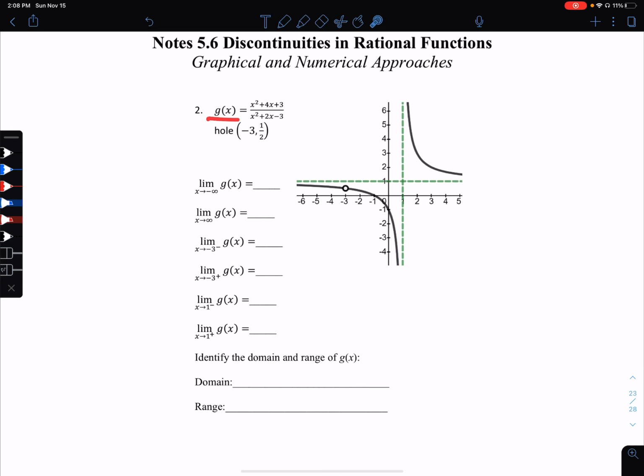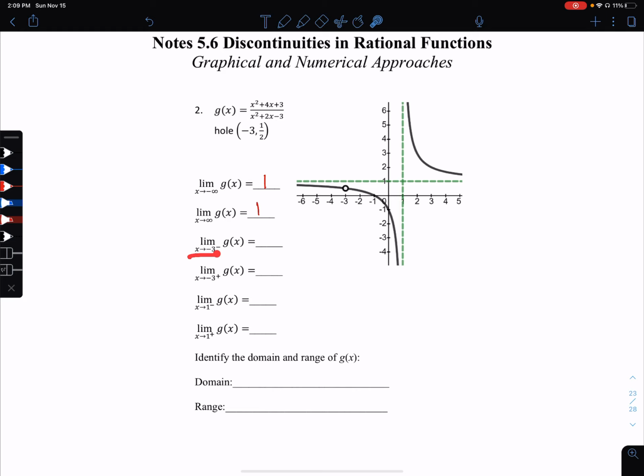So we have function g. There's a hole in the graph. What's the limit of g of x as x approaches negative infinity? As we go left, this curve's getting closer and closer to that horizontal asymptote of y equals 1. What's the limit of g of x as x approaches positive infinity? As the graph goes to the right forever, what's y getting closer to? It's getting closer to this horizontal asymptote of 1.